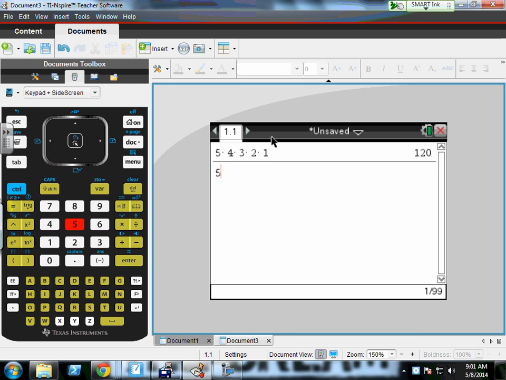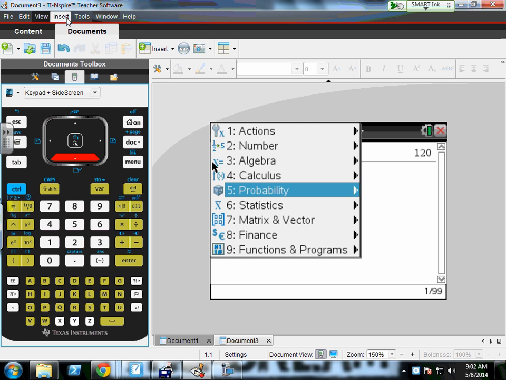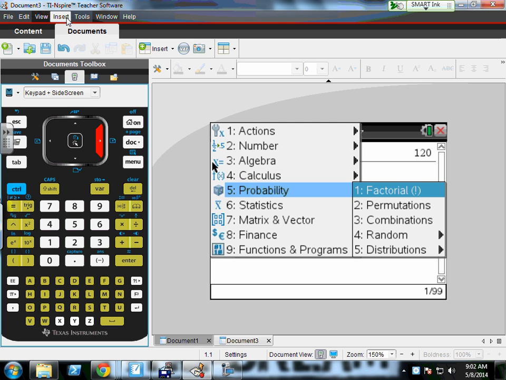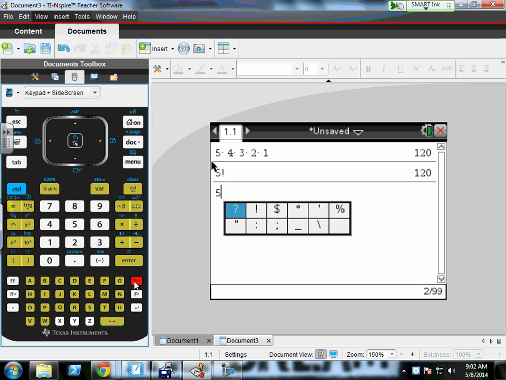The calculator has built-in ways of doing this. You just go 5. Does anyone know where the factorial button is, or the exclamation point might be? When in doubt, press menu, but that's going to take too long. Menu, what are we talking about? Probability. So we're going to go to probability. And there it is, factorial, bam, 5 factorial. Another way to bring that up is to press the button next to the G's, not the hustlers, but the G's. The button next to the G, right there.